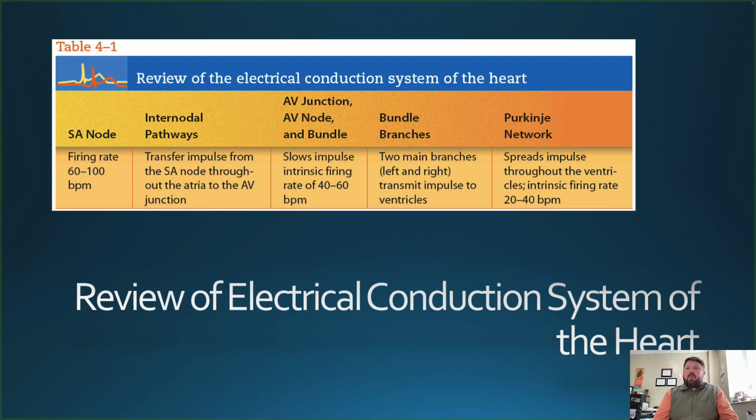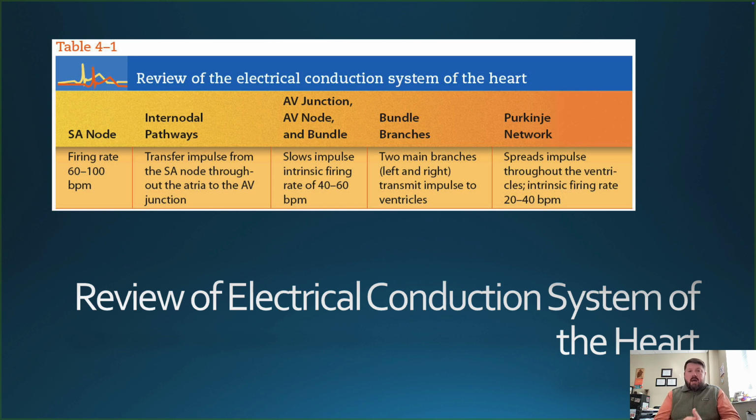So in review, the SA node should have a firing rate of 60 to 100 beats per minute. The internodal pathways that we mentioned earlier transfer the impulse from the SA node throughout the atria to the AV junction. The AV node slows the impulse by 0.05 seconds to allow for ventricular filling, then sends the conduction on through to the ventricles.